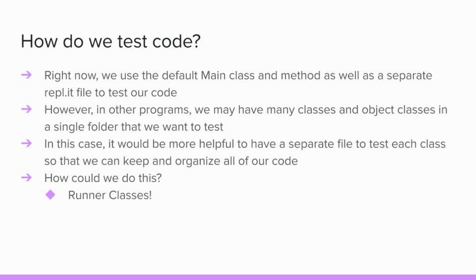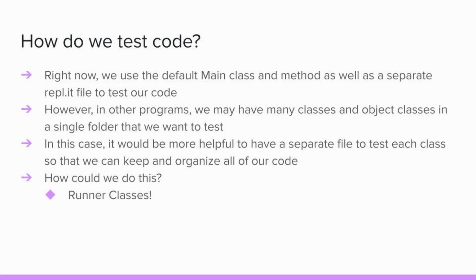So, how do we test our code? Right now, we're using the default main class and the method that Replit automatically generates for us. For the past few lessons, we've also made separate class files. However, in some programs, we may have many classes and object classes in a single folder that we want to test. In this case, it would be more helpful to have a separate file to test each class, rather than trying to test everything in the main class. How could we do this?